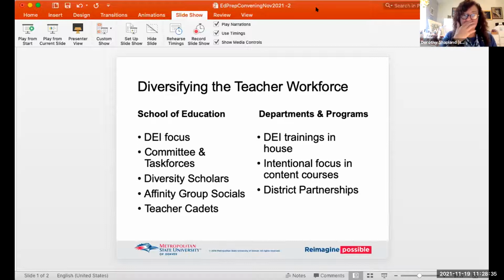And then at that deepest level, as far as supporting the transition from the pipeline to getting students into that pipeline, right?